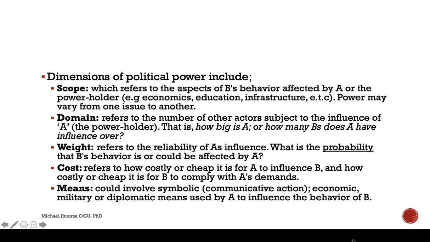In terms of cost, cost is measured by how costly or how cheap it is, on both sides of the relationship. So for instance, the power holder, how costly is it for the power holder to issue a command or a direction or an instruction to B, the actor that is about to be influenced? Is it costly? Does A have to spend much money to affect B's behavior? Does B have to spend much money in complying with A's instruction or command or directions? So the higher the cost, the lower the power. The lower the cost, the higher the power.